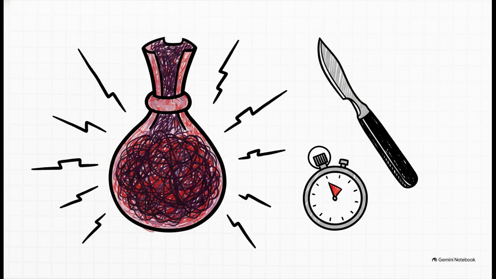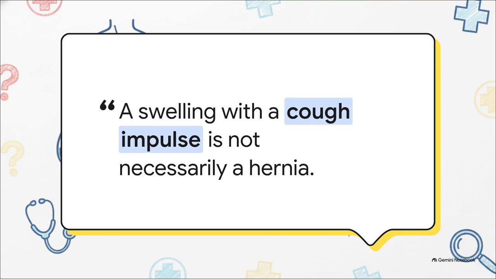No exceptions. I want to leave you with a phenomenal clinical pearl from our source material today. It goes like this. A swelling with a cough impulse is not necessarily a hernia. A swelling with no cough impulse may still be a hernia. You can't just rely on one physical sign. Trust your training, follow your step-by-step exam, always check both sides, and know your anatomy cold.